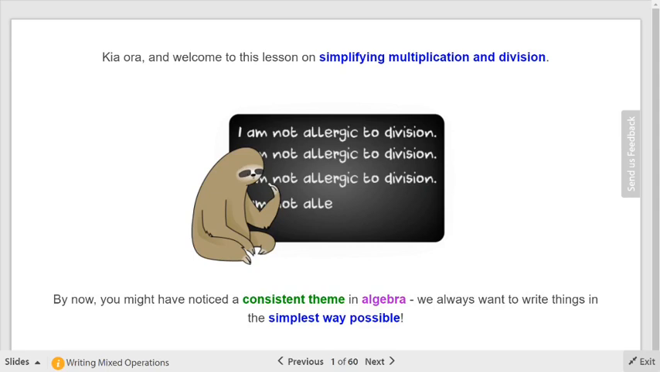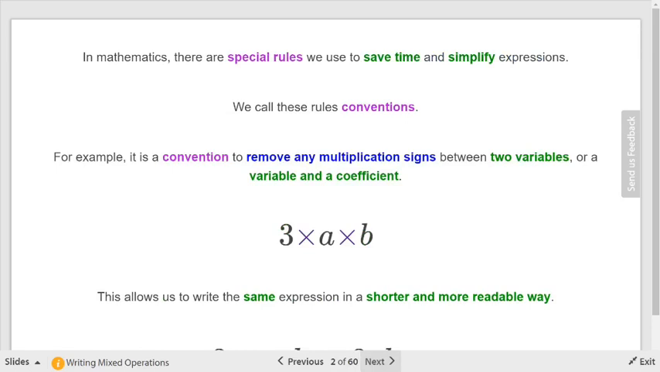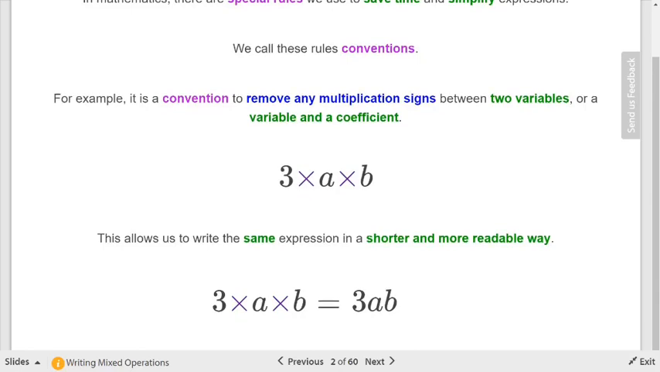So you might have noticed that in algebra we want to write things as simply as possible. So instead of 4 times b, I would write what? 4b. Instead of using division, we're going to use another symbol for that. So you're going to see that things are simplified as much as they can be. In mathematics, there are special rules to save time and simplify expressions. And we've looked at this one before. Instead of saying 3 times a times b, how could I write that? Just 3ab. Multiplication is the only operation that requires you to have no symbol at all.